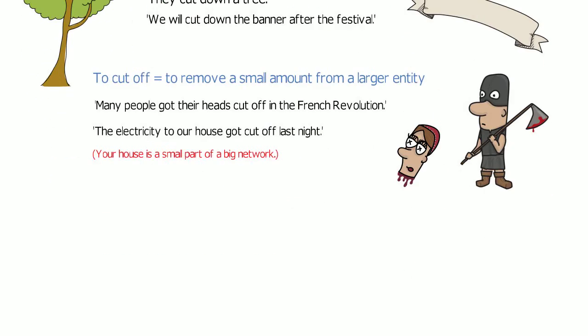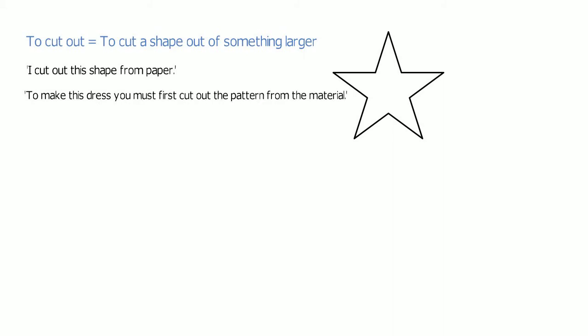The third is to cut out. This means to cut a shape out of something larger. For example, I cut out this shape from paper. Or, to make this dress, you must first cut out the pattern from the material.